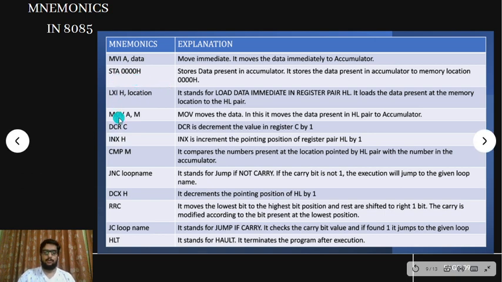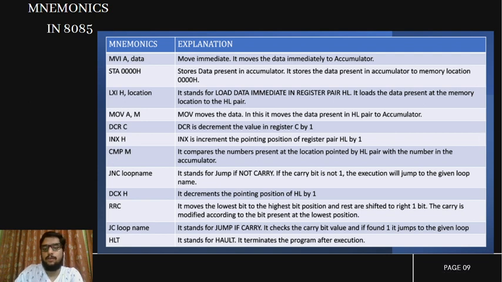Then we have MOV, which stands for move. The HL pair points to the location that has the data, and MOV moves the data present at that location into the accumulator. Then we have DCR C. DCR stands for decrement the value in register C by 1. INX H. INX stands for increment the register pair value by 1. Then we have CMP. CMP stands for compare. What does it do?